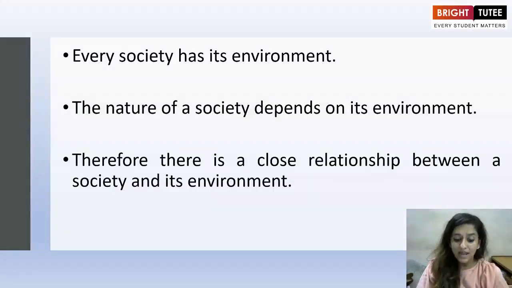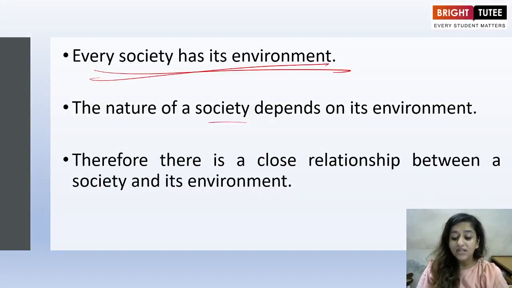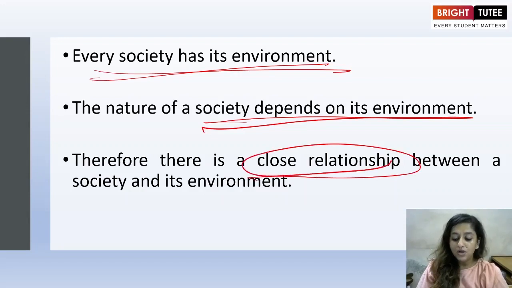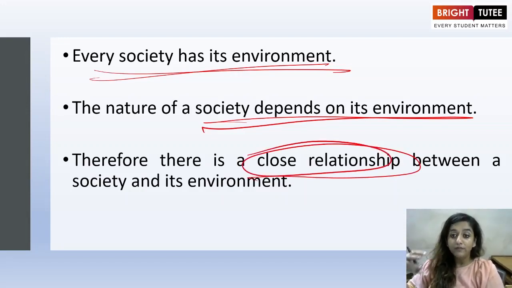Now, like I said, every society has its own environment. The nature of the society depends on the environment. Therefore, there is a very close relationship between the society and the environment. The kind of relation and the kind of understanding that is there between the society and the environment is majorly dependent or interrelated.